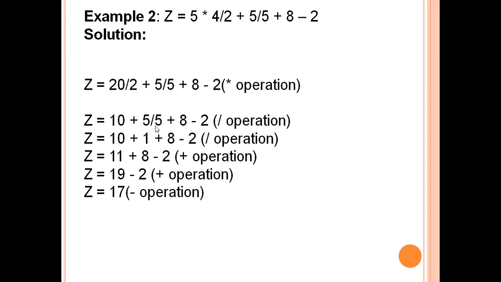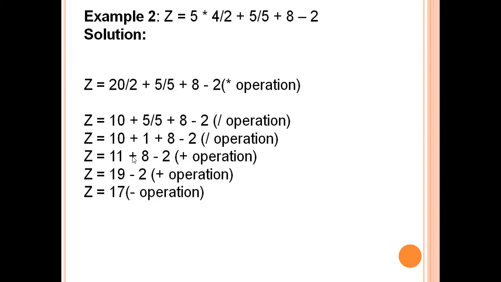Okay, so among these operators, plus, division, plus, minus, the division is having the higher priority. So because of that, we are evaluating 5 by 5. That is 10 plus 1 plus 8 minus 2. So after this, among these operators from left to right, the plus is having the higher priority. So we are evaluating 10 plus 1. The result is 11 plus 8 minus 2.